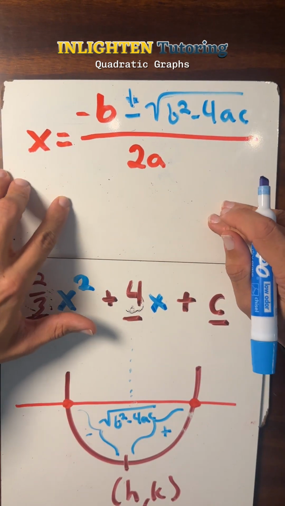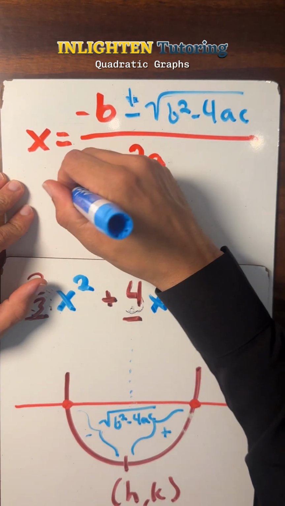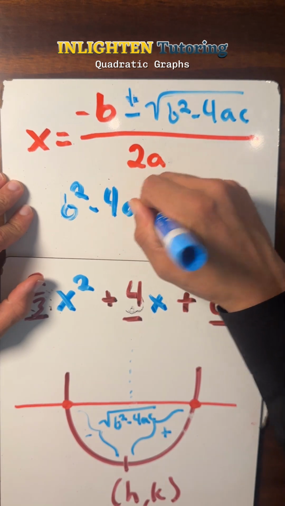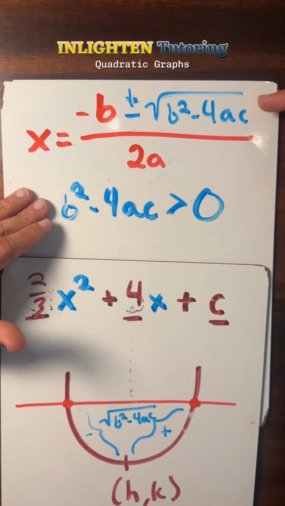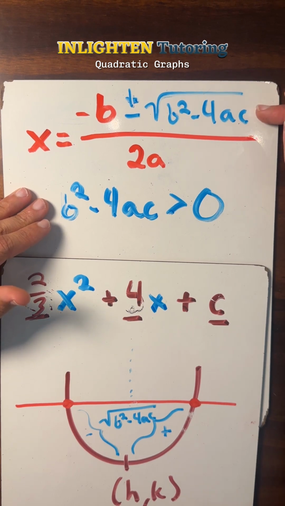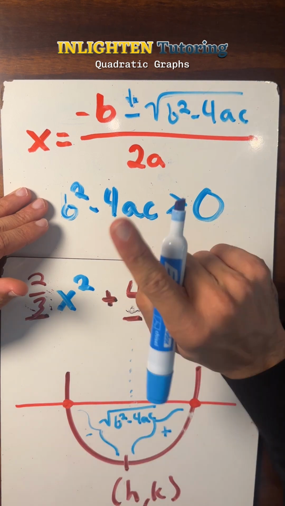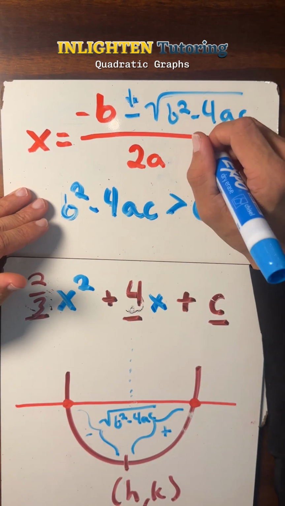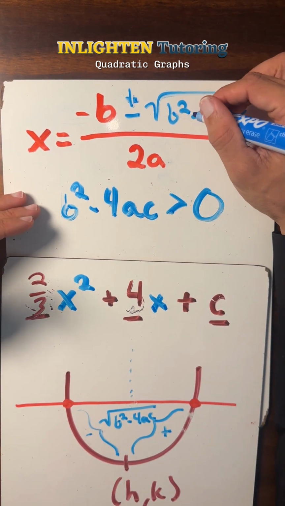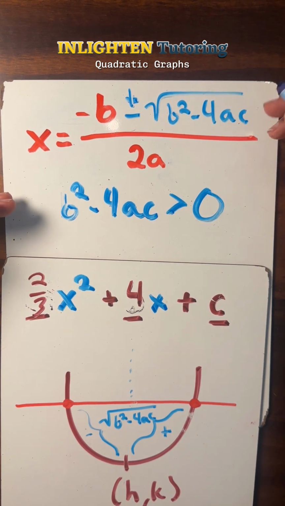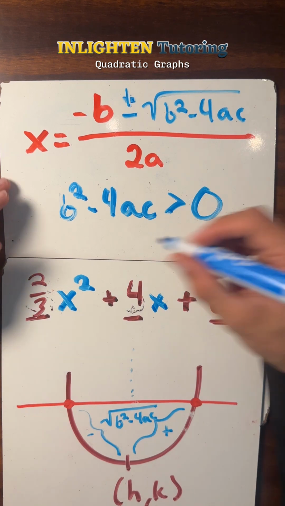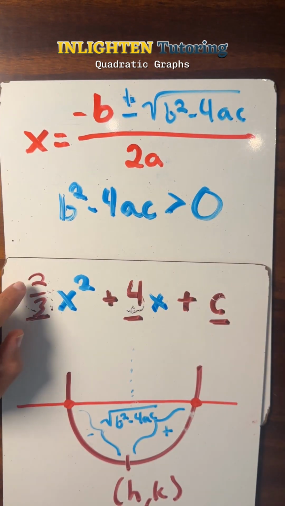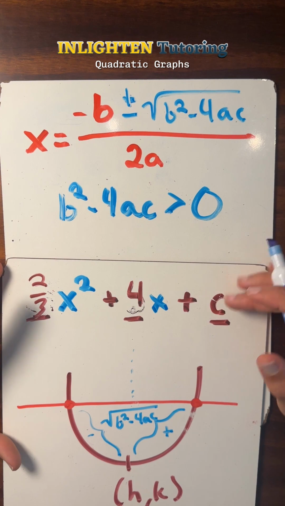Let's take note that b squared minus 4ac has to be greater than 0. It has to be a positive number in order for it to have 2 solutions. If it's equal to 0, it's going to have 1 solution. And if it's a negative number, a negative underneath the radical, which is an imaginary number, there will be 0 solutions. So we know what our a is, we know what our b is, and now we're going to go ahead and solve for c.